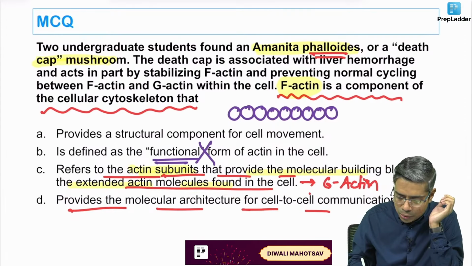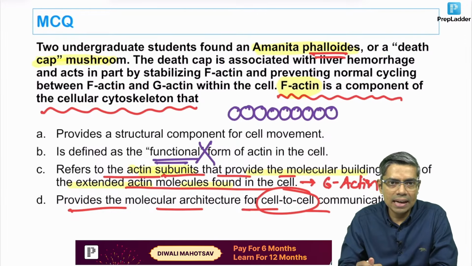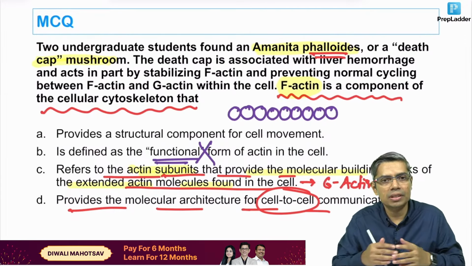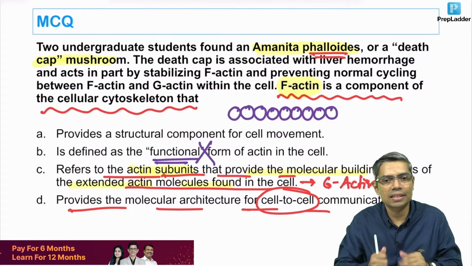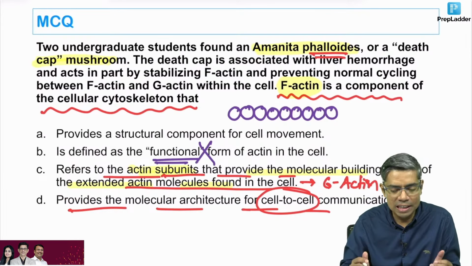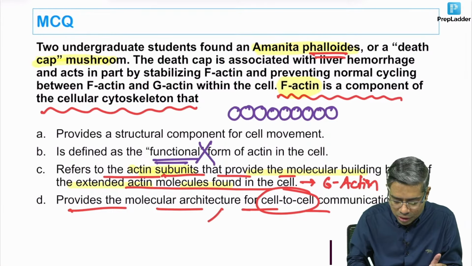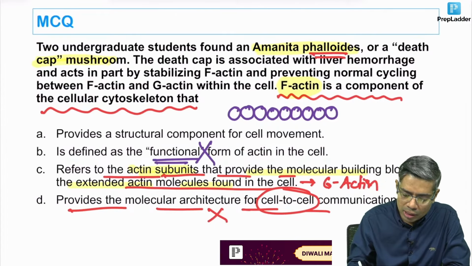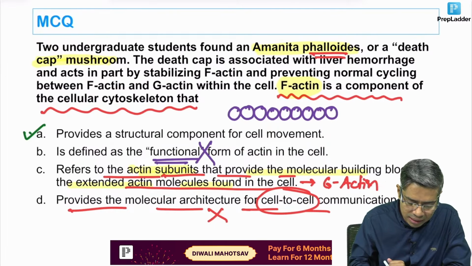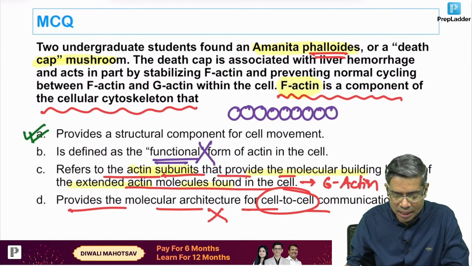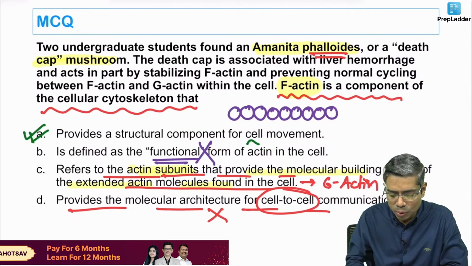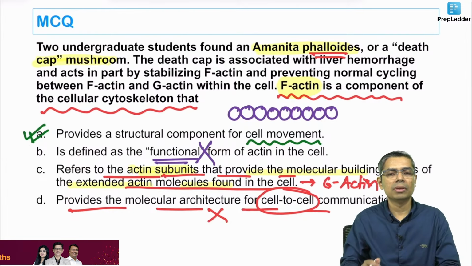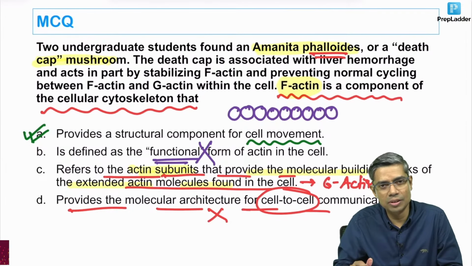Cell to cell communication is not done by actin, because you know there are gap junctions, desmosomes, and tight junctions. They are the molecules which help in cell to cell communication. So this is also not true here. Only one option is correct, and that is the first one: it provides a structural component to cell movement. So actin is responsible for the movement of the cell. It's a cellular cytoskeleton.